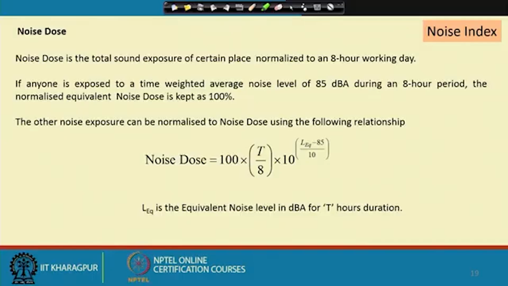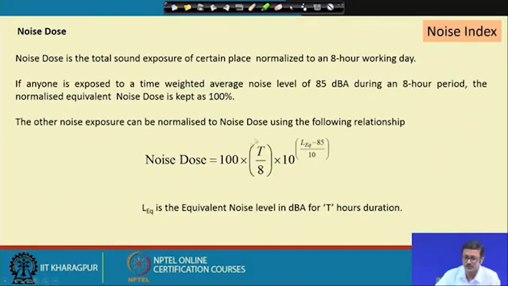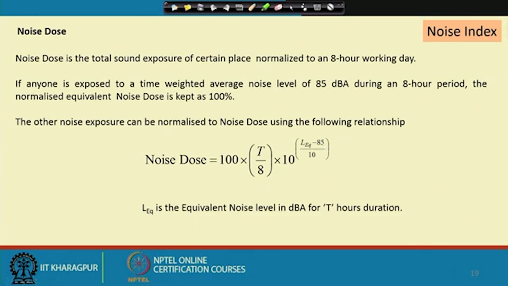It will definitely not be 100%, it may be less or maybe more, because 90 dB is higher but the time duration is less. So, how can that be calculated? It can be calculated by this simple equation: 100 times T by 8, where T has to be in hours, times 10 to the power of (L equivalent of that particular noise level minus 85) divided by 10, and that will give you a percentage dosing.